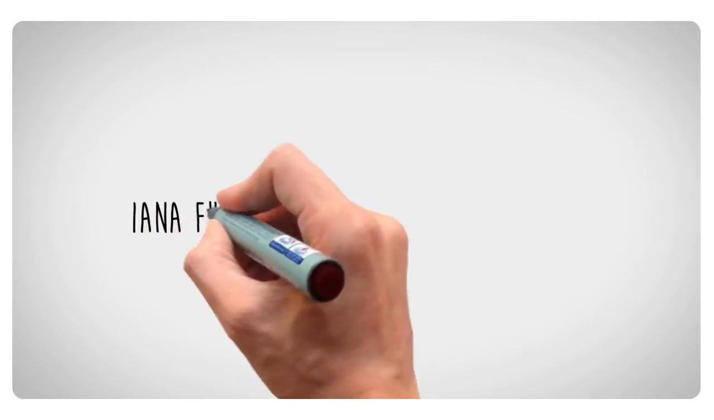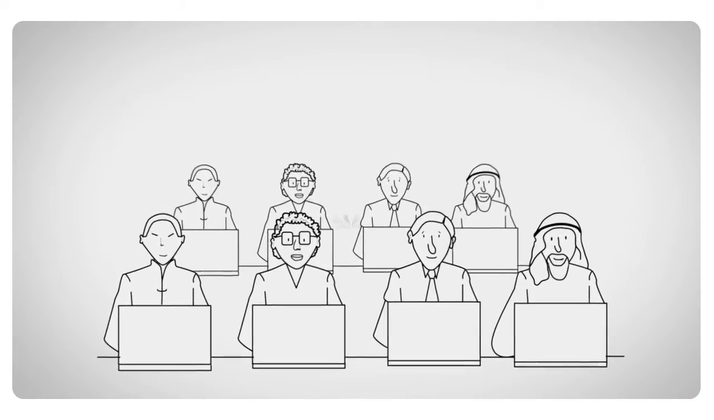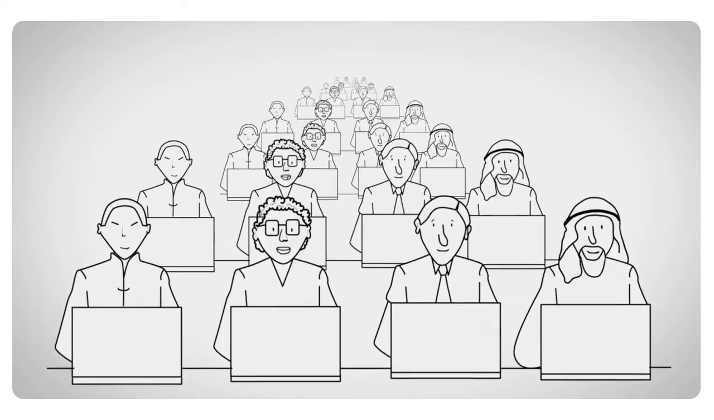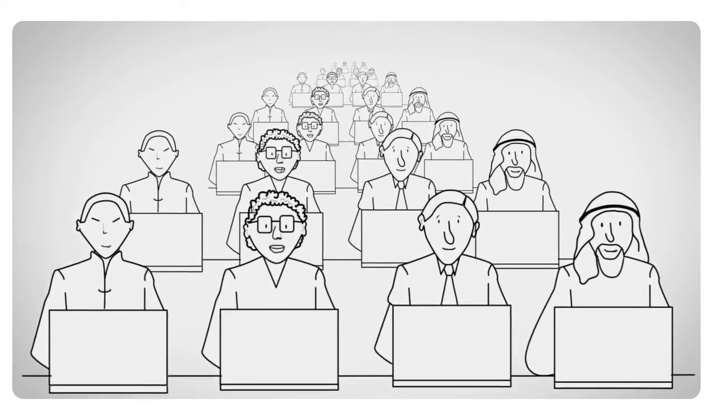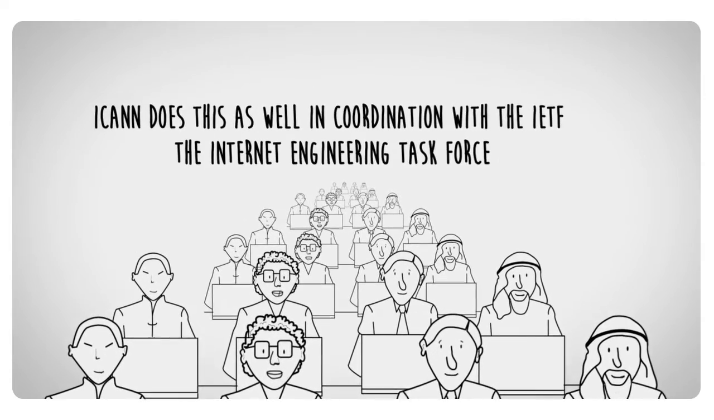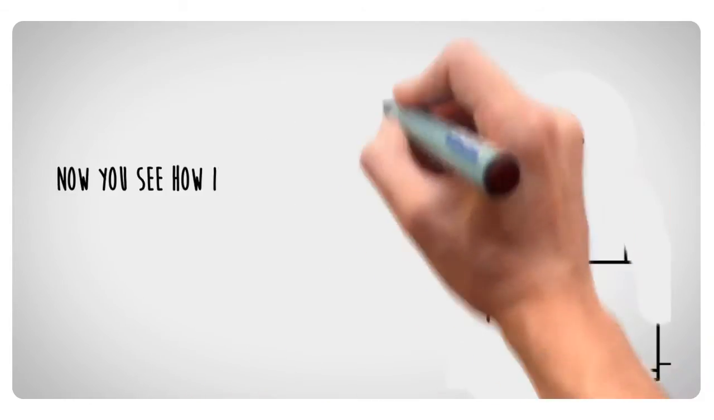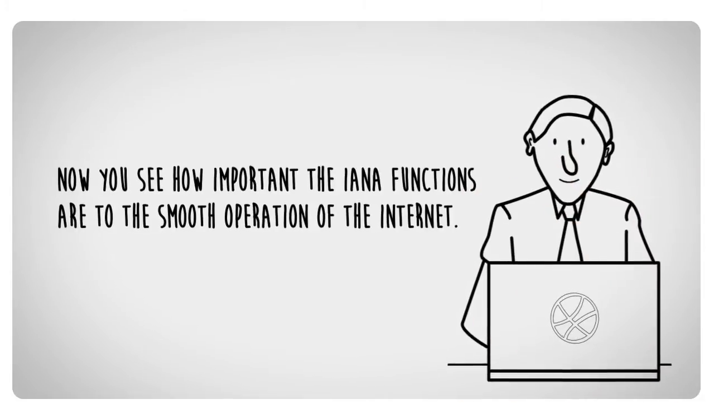Finally, that part of the IANA functions called protocol parameters. That function involves maintaining the registries for many of the codes and numbers that keep the Internet operating as a cohesive unit. ICANN does this as well in coordination with the IETF, the Internet Engineering Task Force. Now you see how important the IANA functions are to the smooth operation of the Internet.